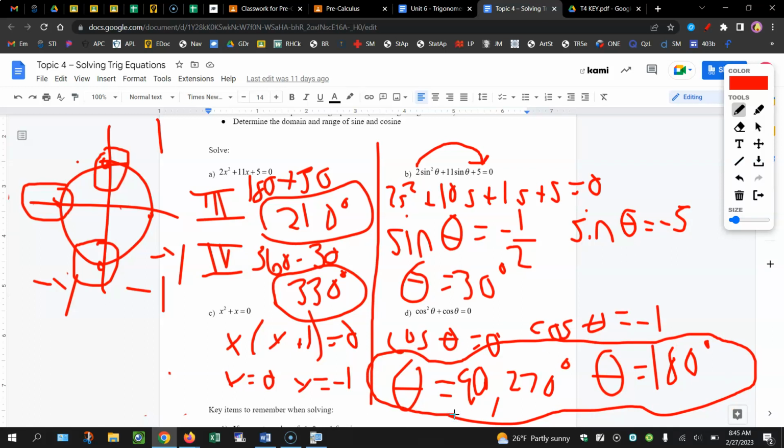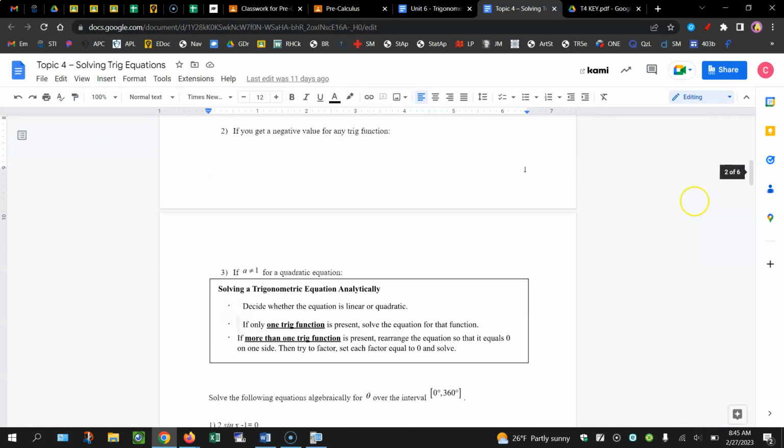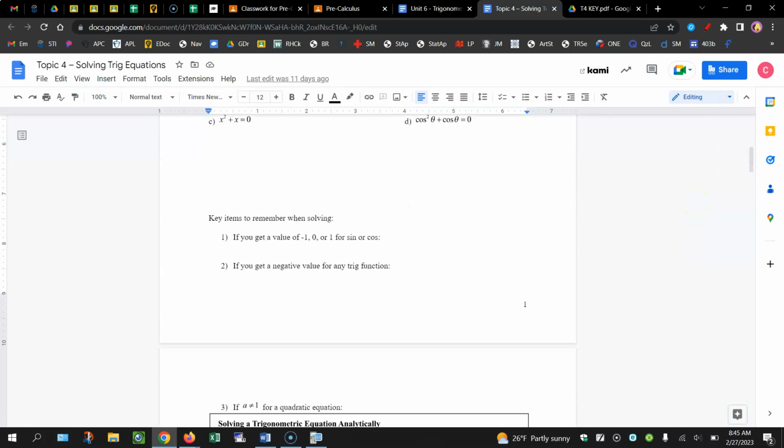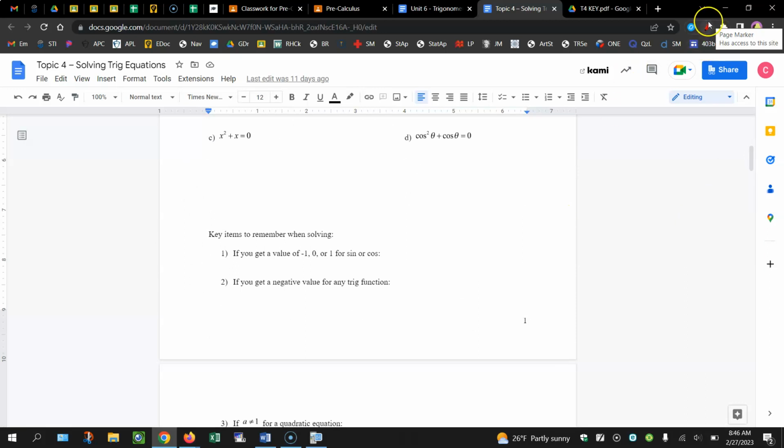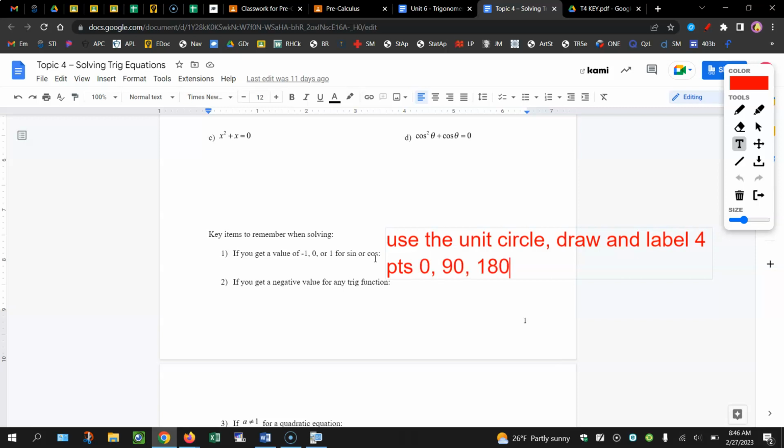Okay, let's move on to the bottom of the page and do some key items. Let's delete all that. So key items to remember. When you get a value of -1, 0, or 1 for sine or cosine, we're going to use the unit circle. Draw and label 4 points. And then you're going to do your 0, 90, 180, 270, 360 for your angles.